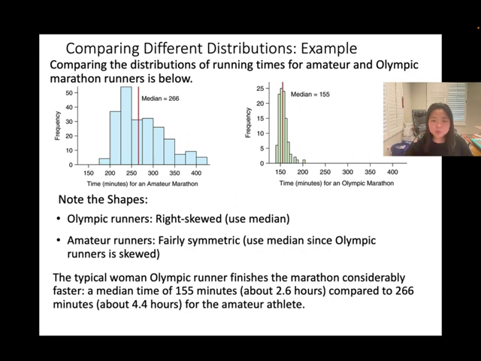So the typical woman Olympic runner finished the marathon considerably faster, with a median time of 155 minutes. So this is a median of about 2.6 hours, compared to 266 minutes, about 4.4 hours, for the amateur athlete.